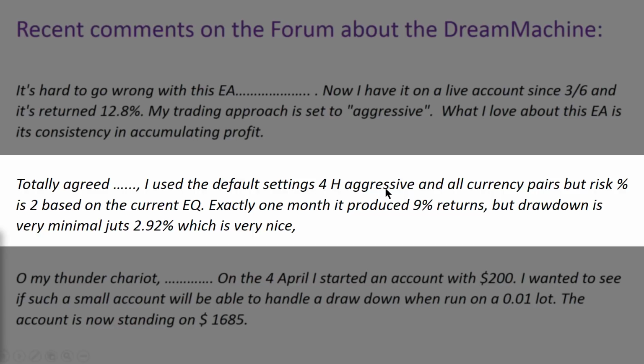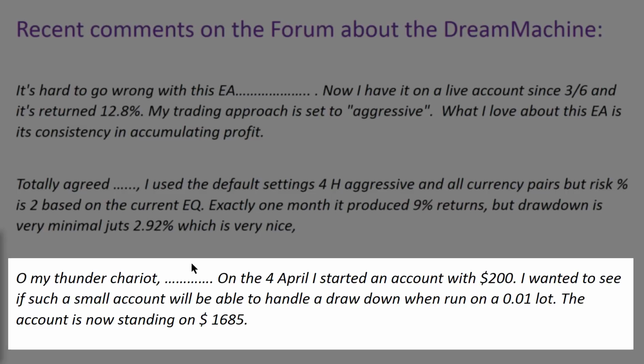Another one: "Totally agreed. I use the default settings, aggressive, and all currency pairs, and I've risked 2%, and in exactly 1 month, the returns have been 9%, and drawdowns have been minimal." So another nice comment there. And then the last one: "On the 4th of April, I started an account with $200, and I have seen this account handle the drawdowns, and it is now standing at 1,685." Now, amazing comments that are coming through on the forum. The forum is nice and active. The EA is nice and active.